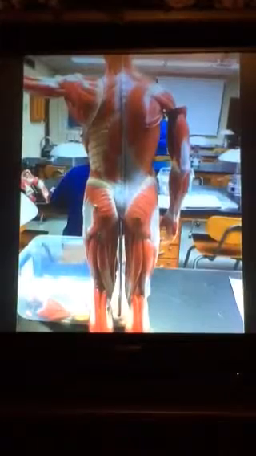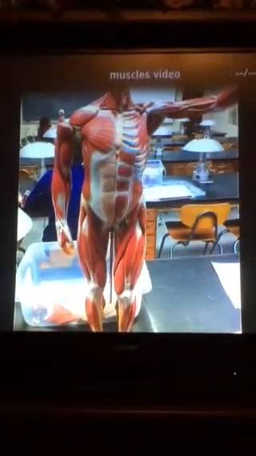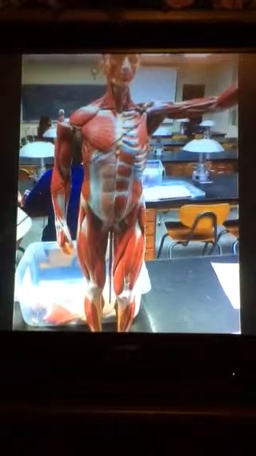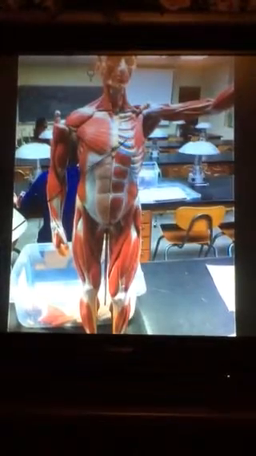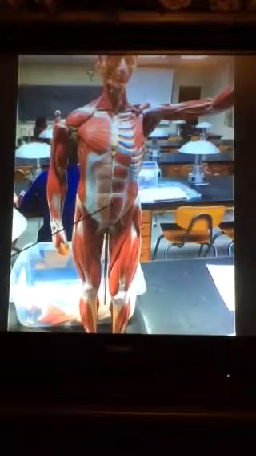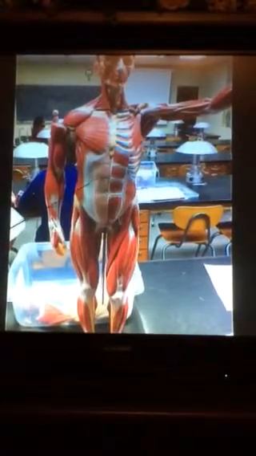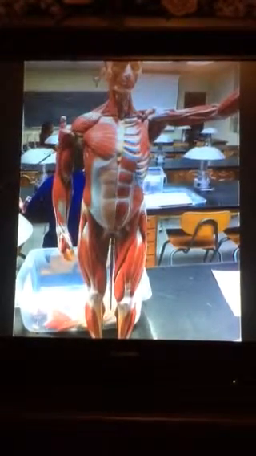Now the anterior portion, where you find the serratus anterior, the pectoralis major, pectoralis minor, internal intercostals, external intercostals, the rectus abdominis, the internal oblique, the external oblique, sternocleidomastoid, the trapezius, once again the facial muscles.